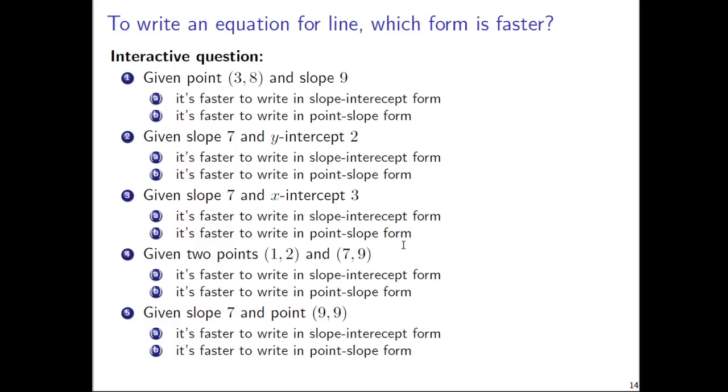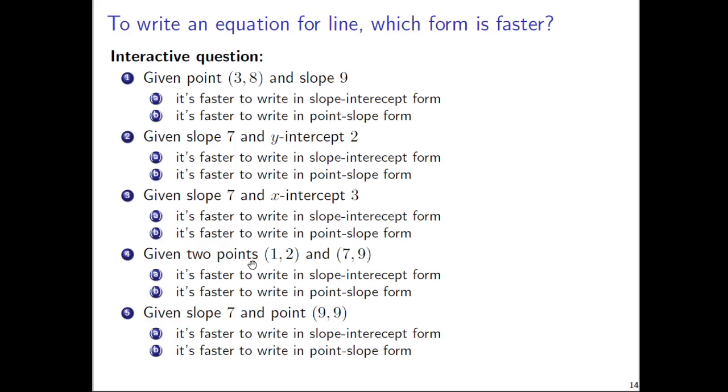In fact, to really go through this, this is the interactive question. It's not to actually write equations for lines here, okay? It's just to talk about, if the task is to write an equation for a line, then given what you're given in each question here, which is faster. So if you're given the point 3, 8 and the slope 9, is it faster to write in slope-intercept form or in point-slope form? Second question, if you had slope 7 and y-intercept 2, what's faster, slope-intercept form or point-slope form? What if you're given slope 7 and x-intercept 3?